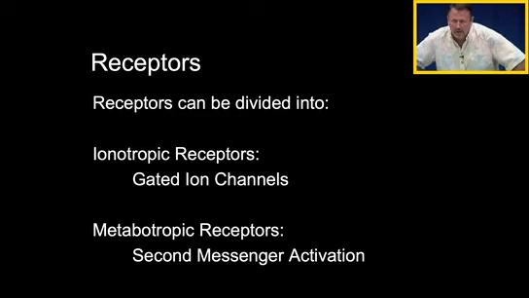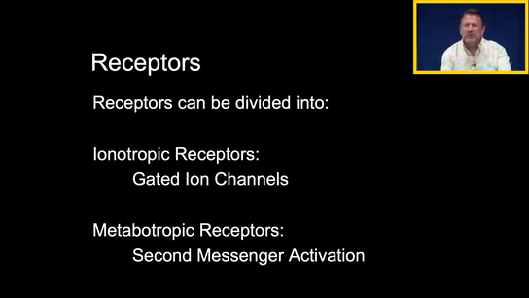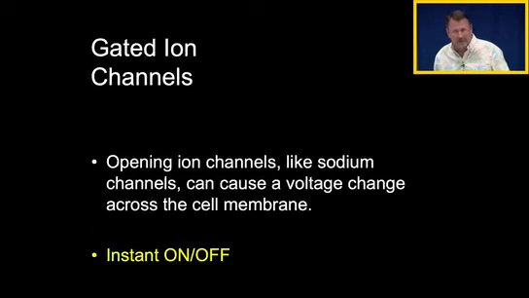All right, let's talk a little bit more about receptors. Remember, when we first started talking about locks and keys, we said, well, it's not really the key that determines what happens, it's the lock that determines. If you put the key in the ignition, it starts the car. If you put it in the trunk, it opens the trunk. And so what the receptor does determines the effect, and we're going to divide these receptors into two types, gated ion channels and second messenger systems, ionotropic and metabotropic receptors.